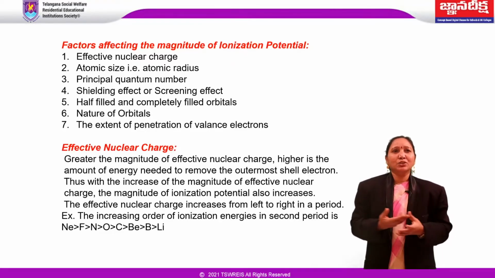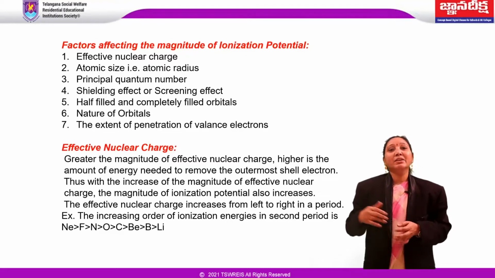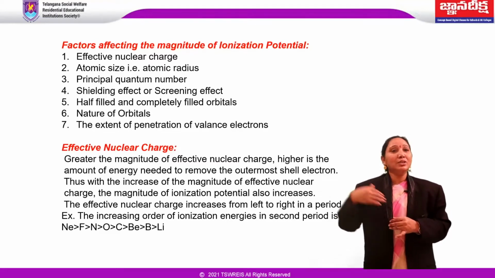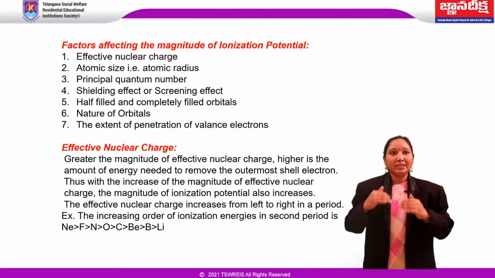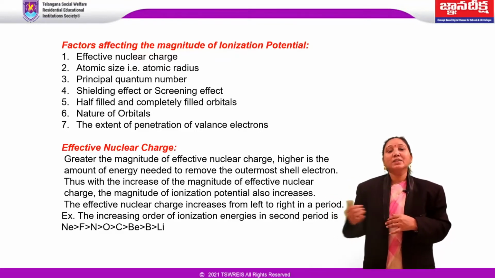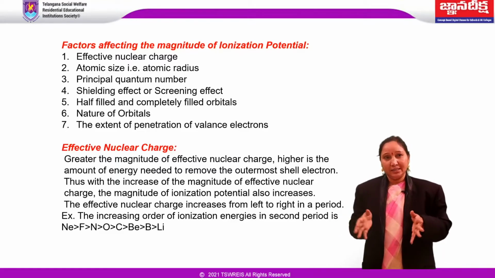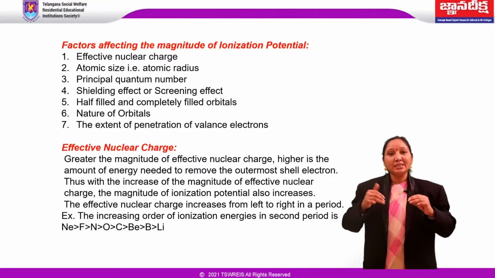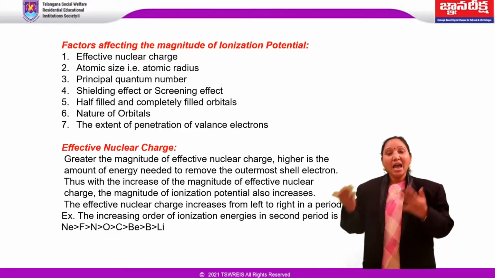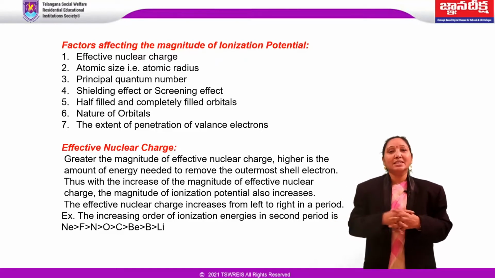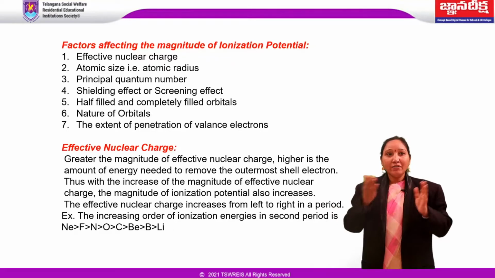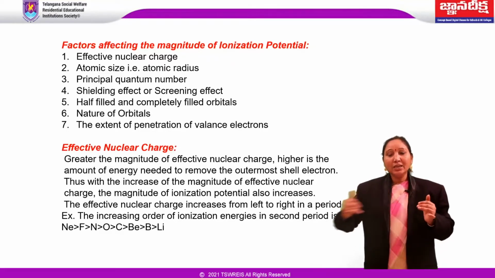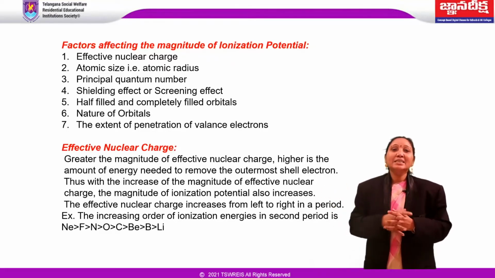If the magnitude of the effective nuclear charge is greater, higher will be the amount of energy to be given to remove the electron. That means, with the increase of the magnitude of the effective nuclear charge, the magnitude of the ionization energy also increases. The effective nuclear charge increases from left to right in a period, as the electrons are entering the same orbital across a period. Therefore, the ionization energies will be in increasing order from the first element to the last element present in the same period.